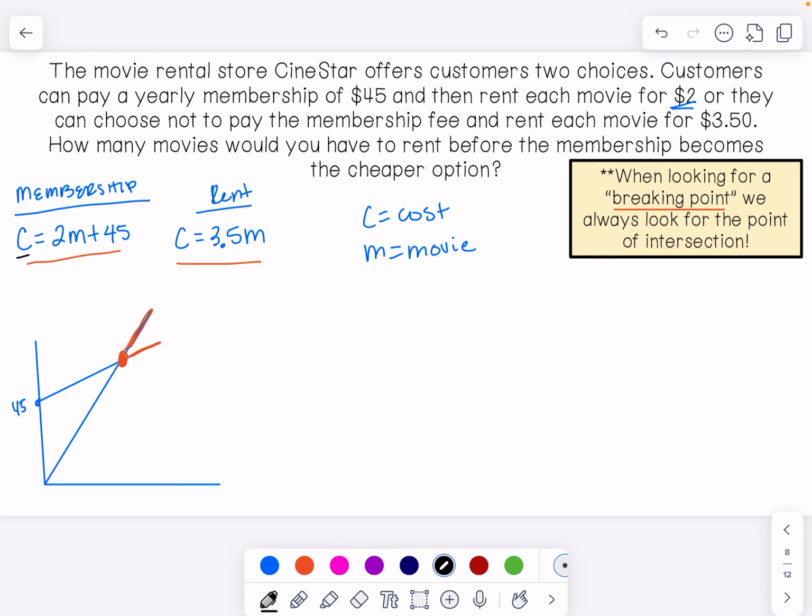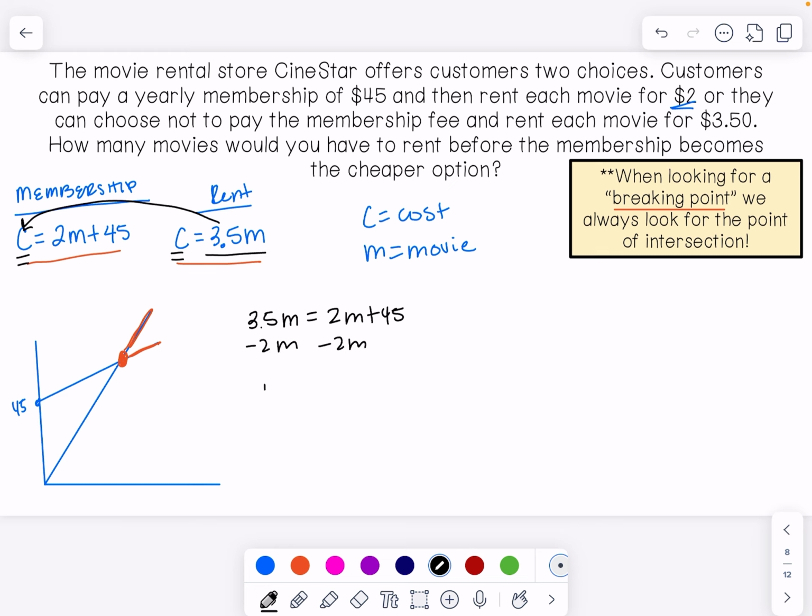Because each of these is already set equal to C, all we have to do is substitute in for C. So I'm going to plug this in here. Some people would call that setting them equal to each other, which also works, but it's just that idea of substitution. So instead of writing C, I'm going to write 3.5M, and then that's equal to 2M plus 45. Now I can go about solving this. I'm going to subtract 2M from both sides. That gives me 1.5M equals 45. Divide by 1.5, and I find out that it's 30.